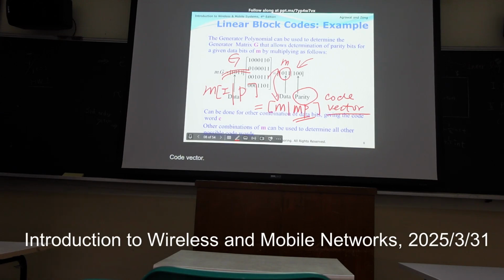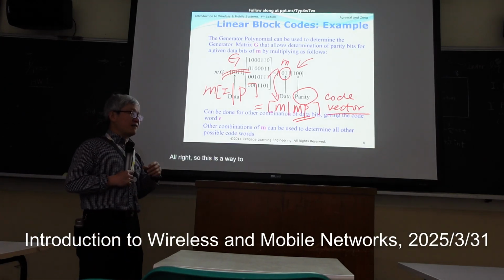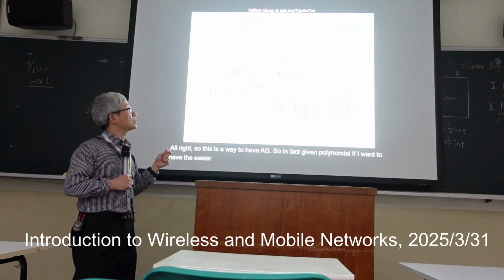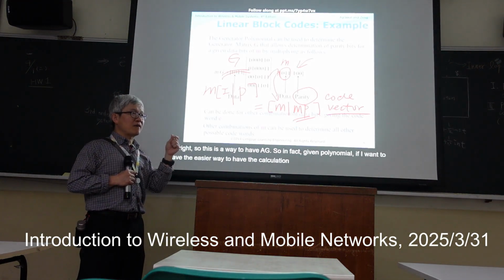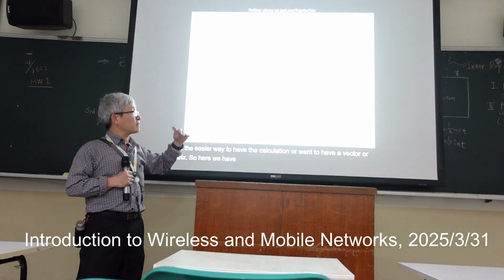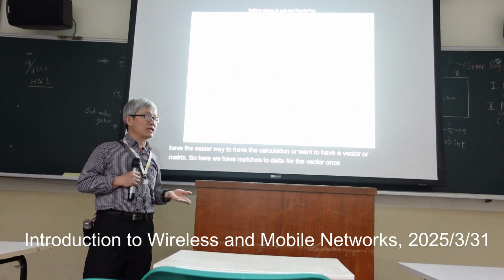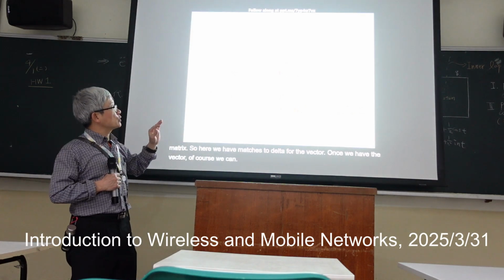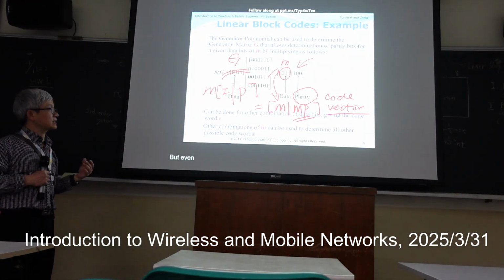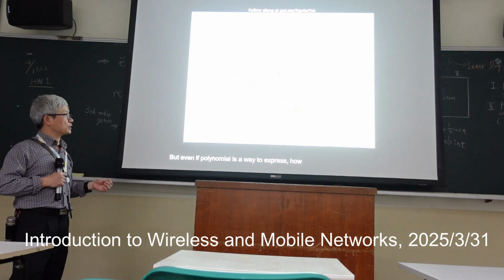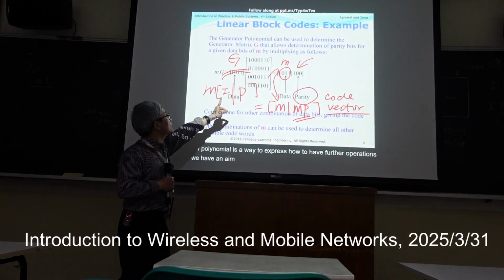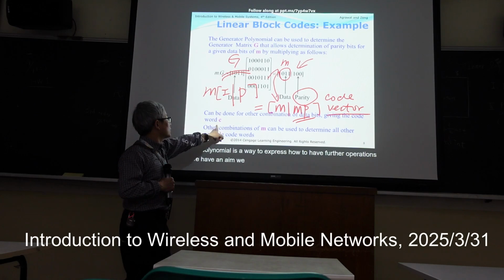Alright, so this is a way to have G. In fact, even for polynomials, if we want an easier way to do the calculation, we want to have a vector or matrix. Here we have the matrix to let us get the vector. Once we have the vector, of course we can convert it to the original form to show the result. Even in polynomial form, it is a way to express how to carry out further operations. So we have M, we have G, and for the codevector we just use C.